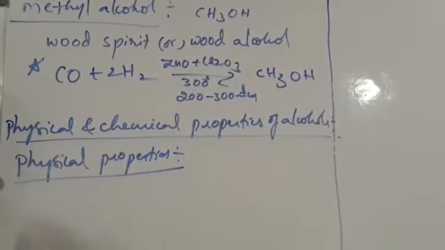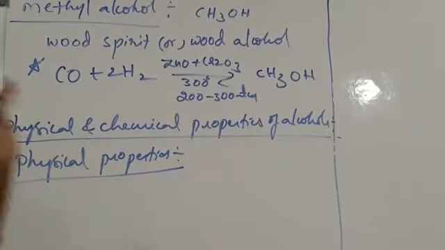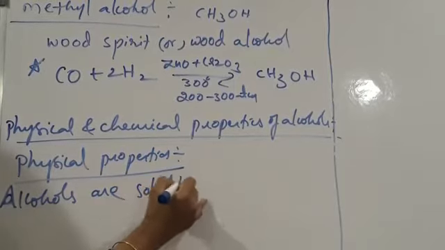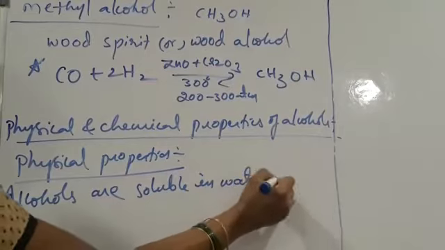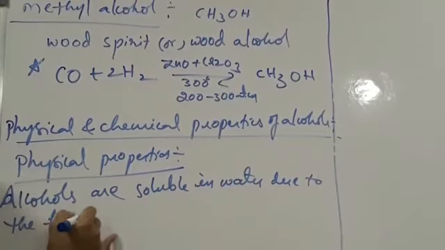Then alcohols generally are soluble in water. Ethyl alcohol is soluble in water because it forms intermolecular hydrogen bonds with water. So due to the formation of intermolecular hydrogen bonds, alcohols are soluble in water.